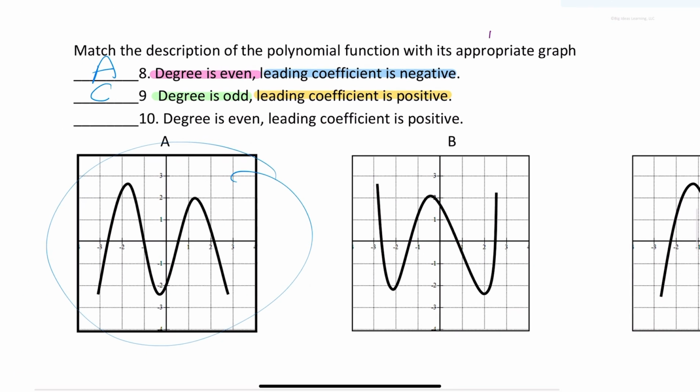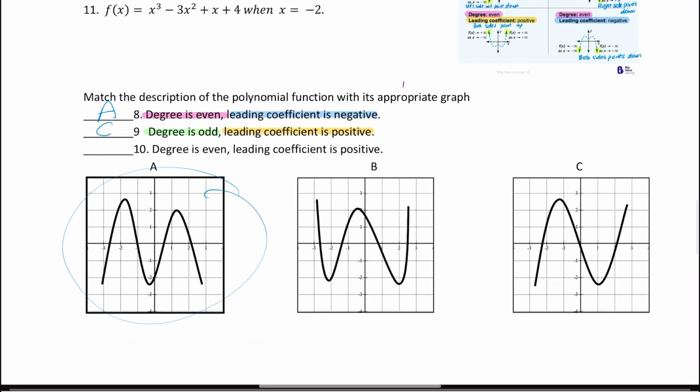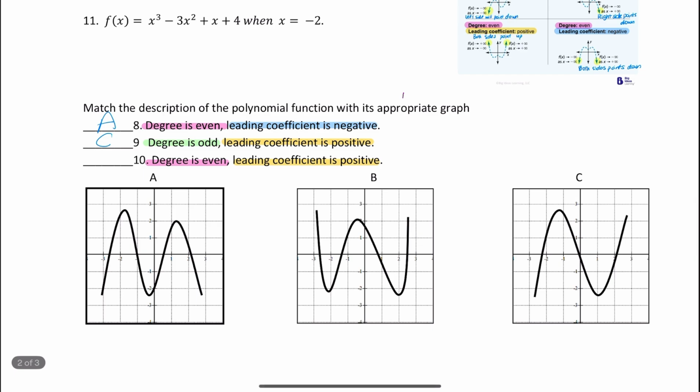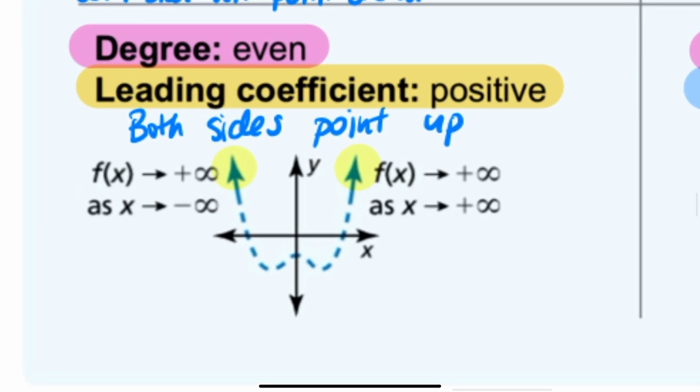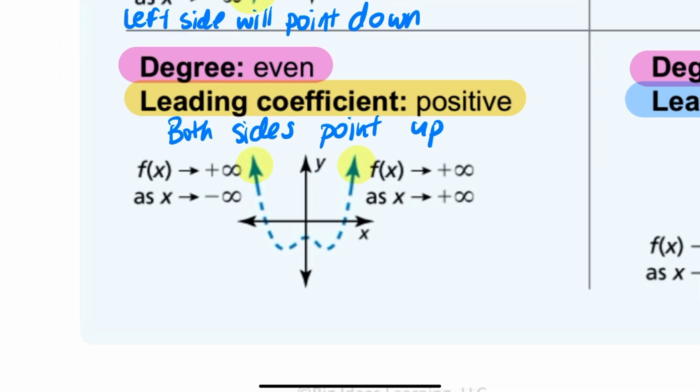Next, we have degree is even. The degree is even again. And the leading coefficient is still positive. So degree is even and leading coefficient is positive. Now, I'm sure you could figure out we only have one graph left, but let's take this chance to read the chart again and really understand what we're looking at. So degree is even and leading coefficient is positive. That is this situation here. Both sides should be pointing up.